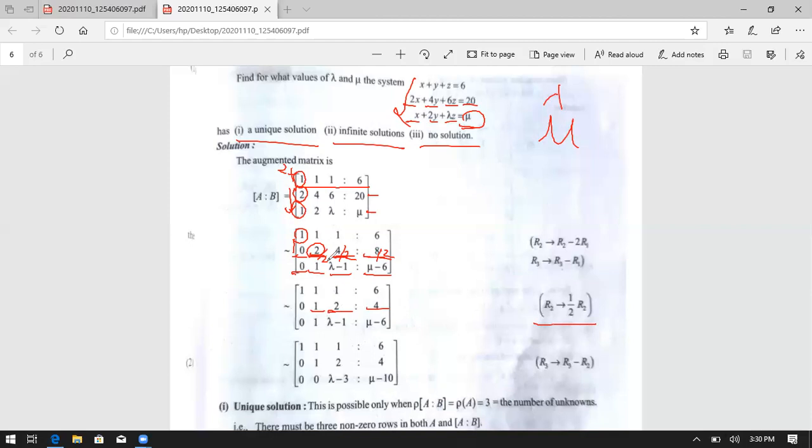Next, R3 is the last one. You write R1 as it is, R2 also as it is. Next you come to the third row, R3. R3 is equal to R3 minus R2. Why? Because here in R3, 1 is there in the second column. That's why R3 is equal to R3 minus R2.